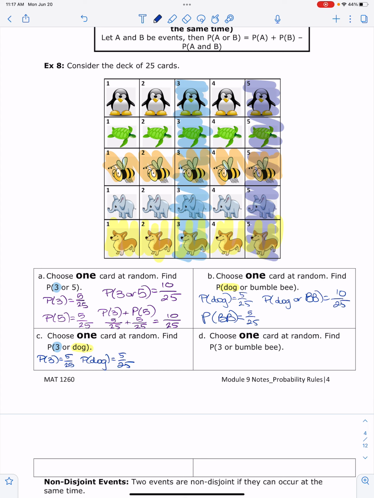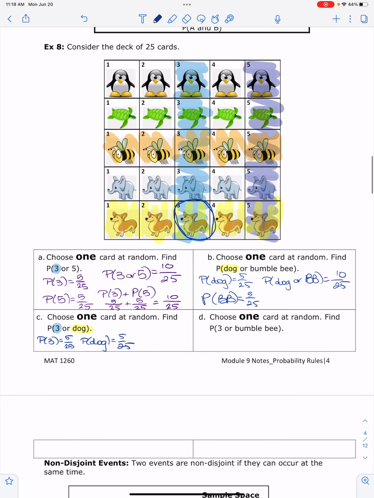But here now, we want to take a look at this one circle. This 3 of dogs is counted twice. It's counted in the yellow with the probability of the dog. It's also counted in the blue with the probability of getting a 3. I don't want it counted twice. I only want it counted once. So we are going to need to subtract that out. So we're going to take our probability of 3 plus the probability of dog, and then we're going to subtract out the probability that it's 3 and a dog.